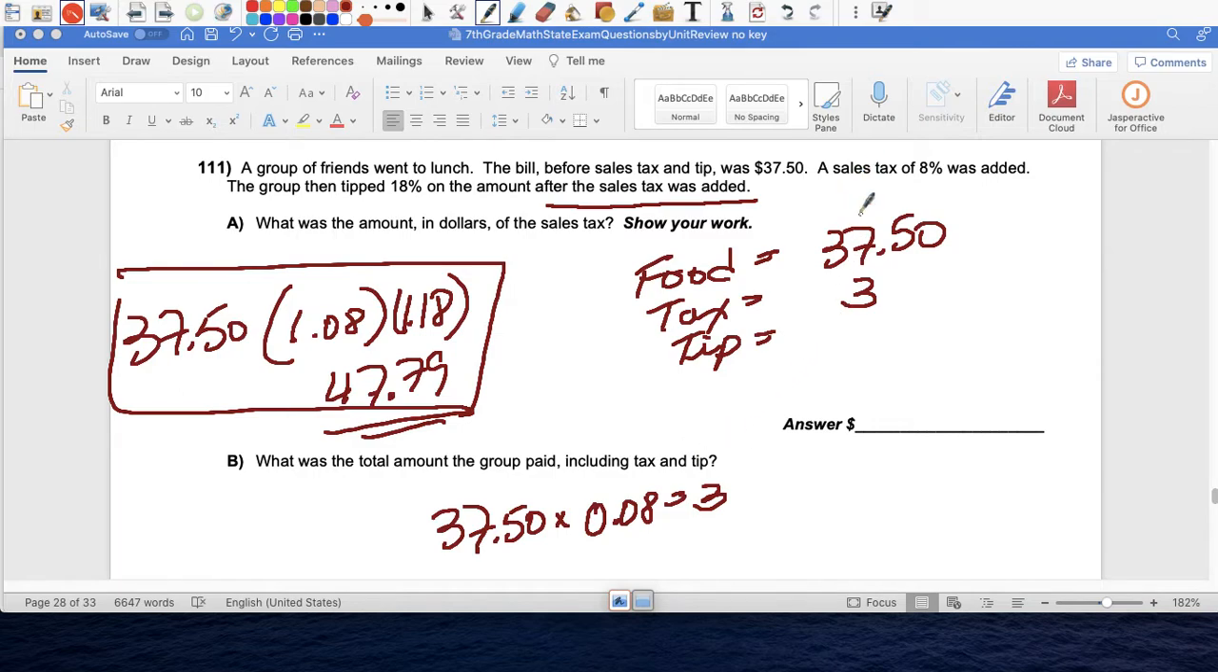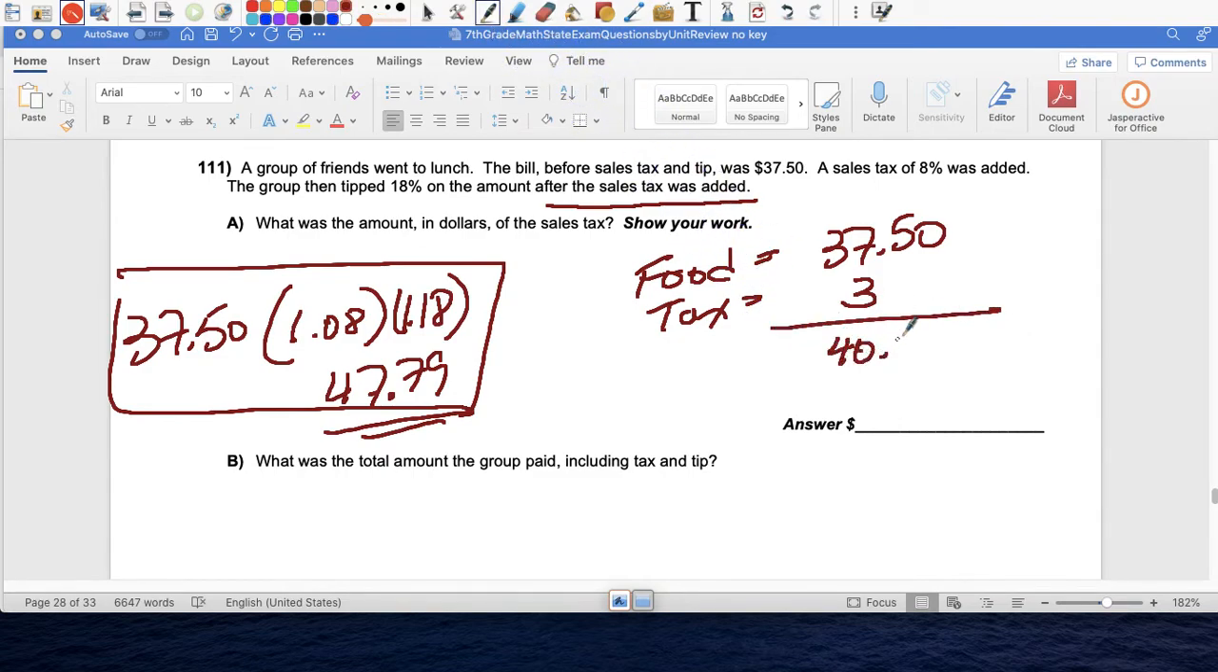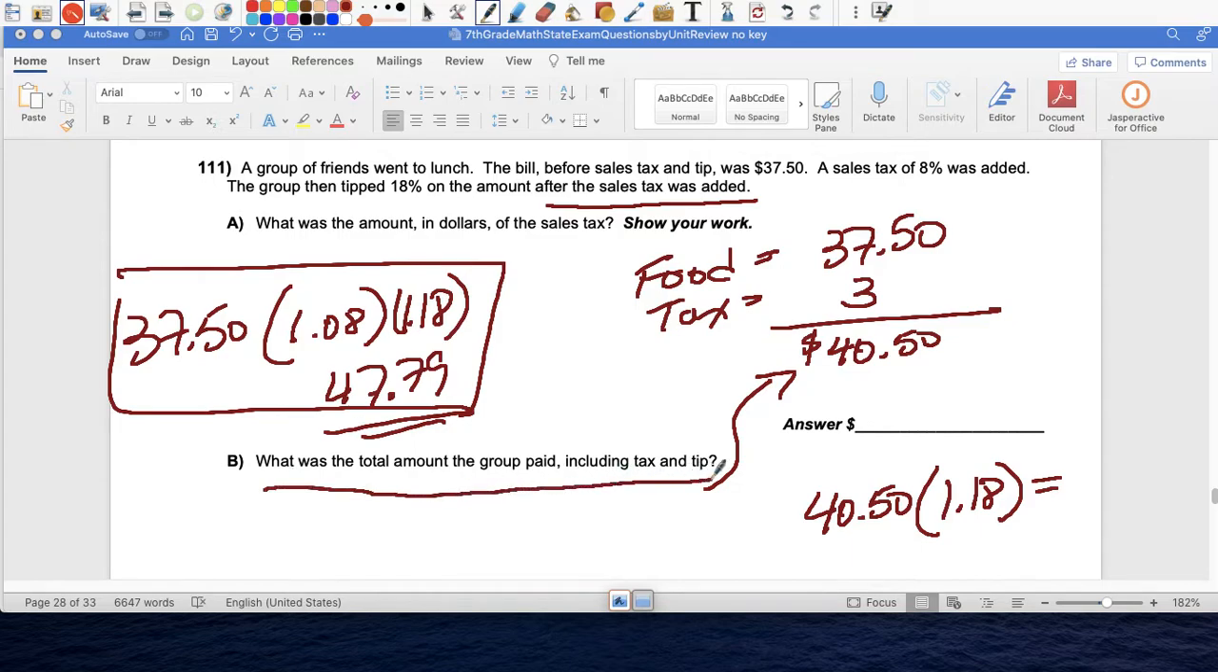The tip part. What they're actually saying here is that to calculate the tip, they want you to add these. So that would be $40.50. Now they want you to tip on that value, which is so weird. So we've got to take 40.50, tip 18%, so 1.18. They're not asking what the tip was. They're asking what was the total amount the group paid, including tax and tip. We already know the price with the food and tax.